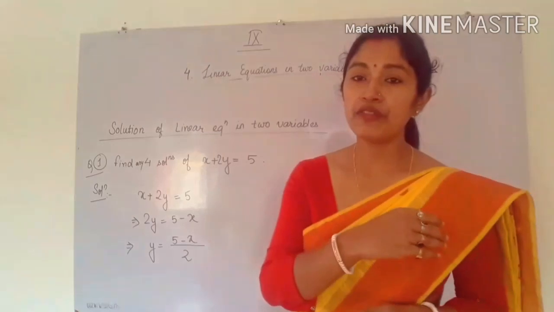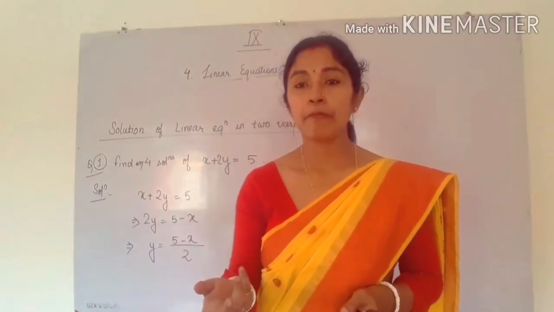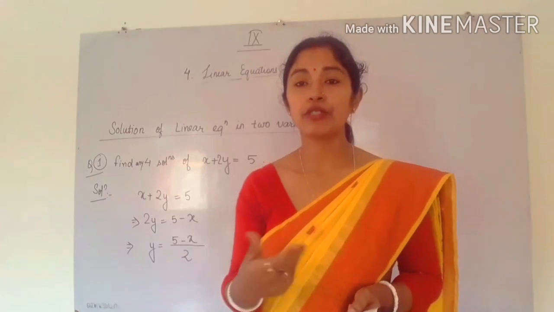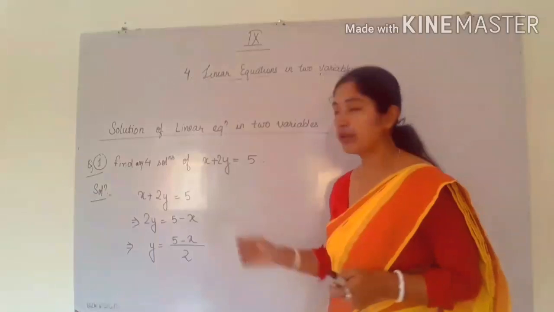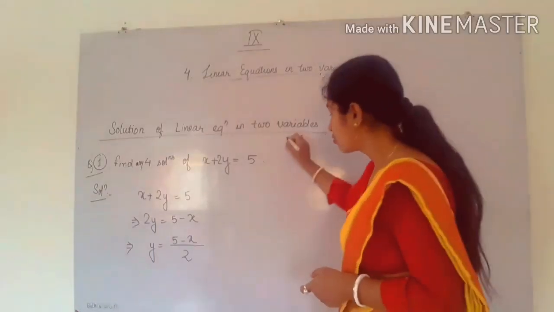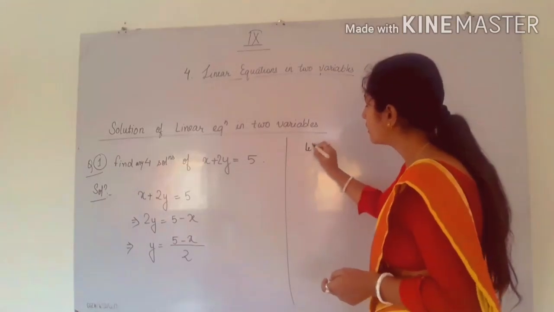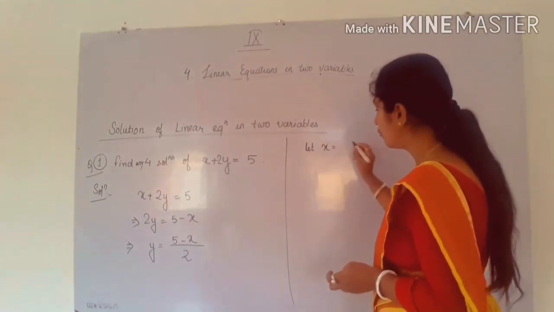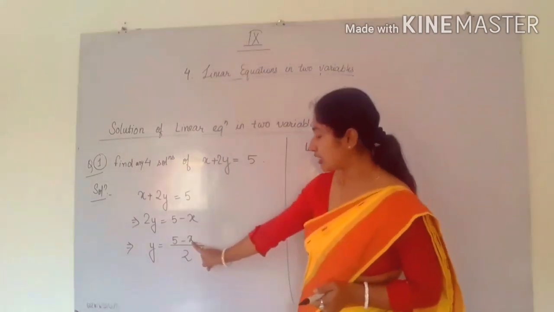Like in our previous example, we assumed that the cost of a pen may be rupees 10, it may be rupees 20, it may be rupees 30. Like that we have to assume the value of x here. Suppose you write, let x is equal to 1. So here you have to put x is equal to 1.